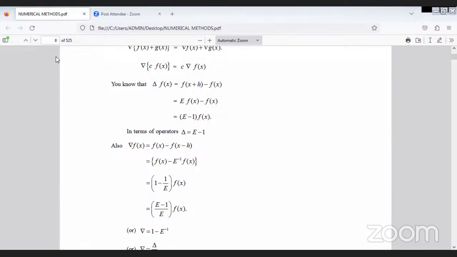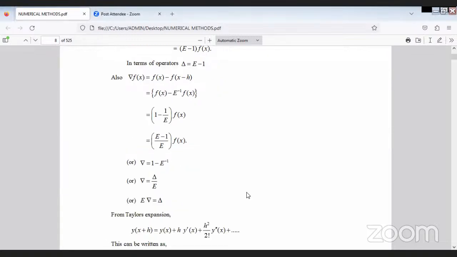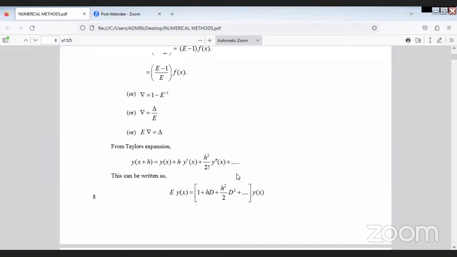So therefore nabla is equal to 1 minus E inverse. So nabla is equal to delta by E. So E times nabla is equal to delta, we can do the cross multiplication. E minus nabla is equal to delta.